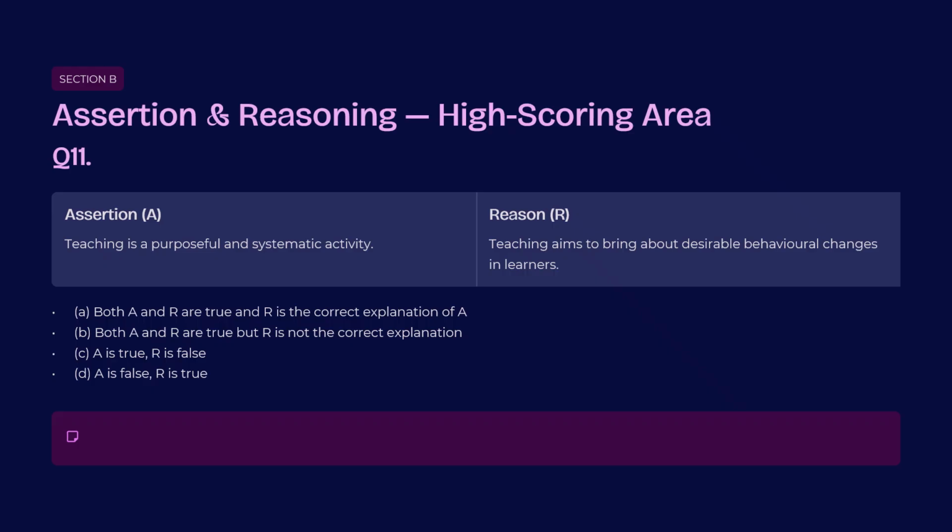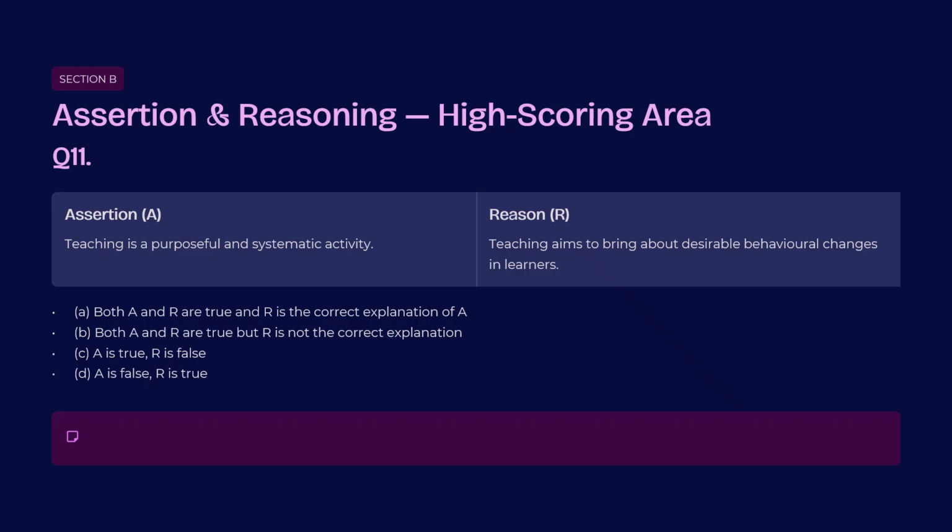Now let's move to assertion reasoning questions. These questions require careful reading. Do not rush. Read both assertion and reason carefully. Then determine whether both are true or both are false, or whether the reason correctly explains the assertion.